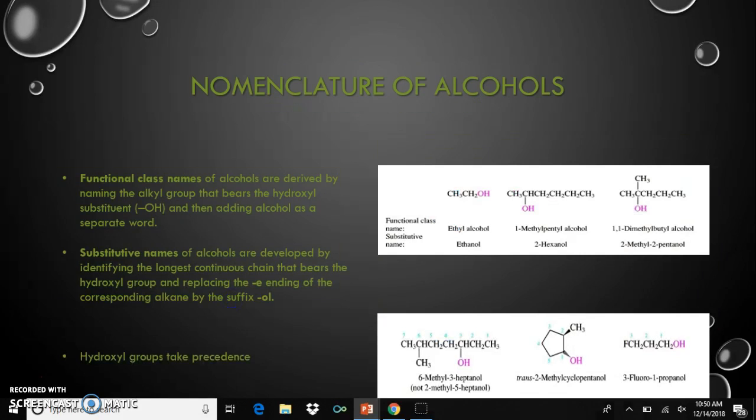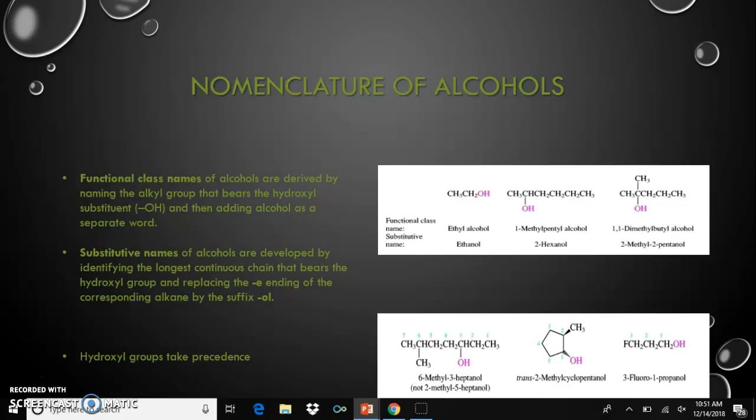Moving on to nomenclature of alcohols. Functional class names of alcohols are derived by naming the alkyl group that bears the hydroxyl substituent, OH, and then adding alcohol as a separate word. The chain is always numbered beginning at the carbon to which the hydroxyl group is attached.